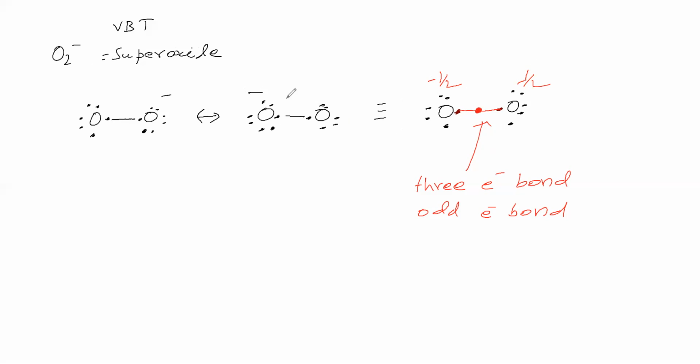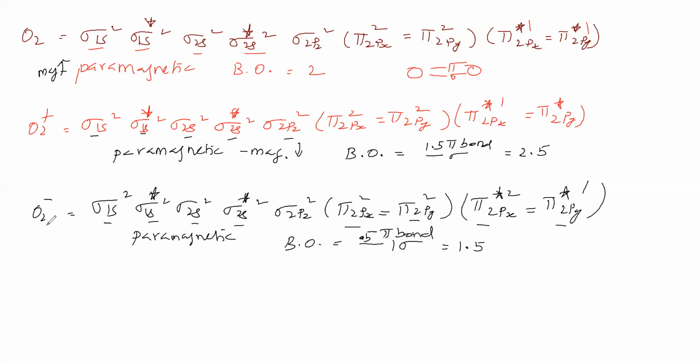Valence bond theory says that this O2 minus, this superoxide, contains an odd electron bond, therefore it is paramagnetic. How does molecular orbital theory say it? Molecular orbital theory says that the superoxide ion has one unpaired electron, therefore it is paramagnetic. Therefore, molecular orbital theory gives a clearer idea about the paramagnetism of superoxide than valence bond theory.